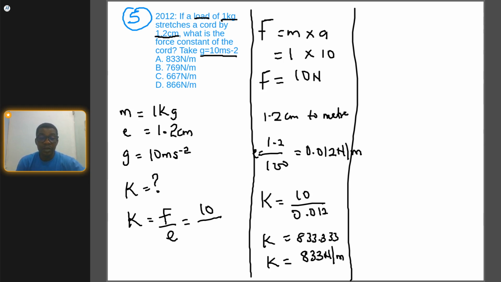Checking the options, option A happens to be the correct answer, while others are not the correct answer. So this is going to be option A. Option A will serve as the correct answer.